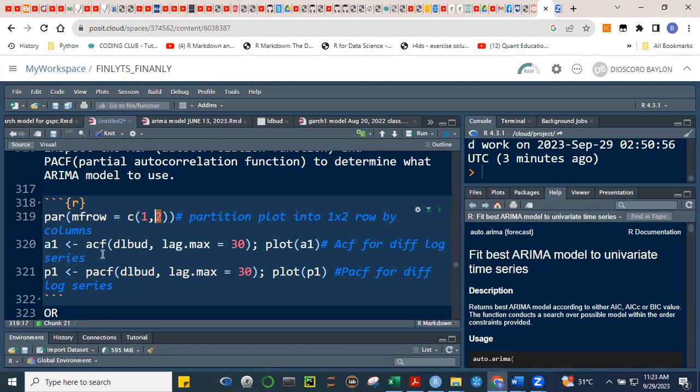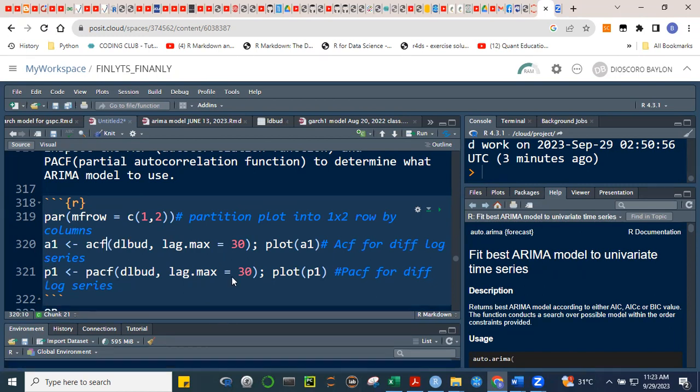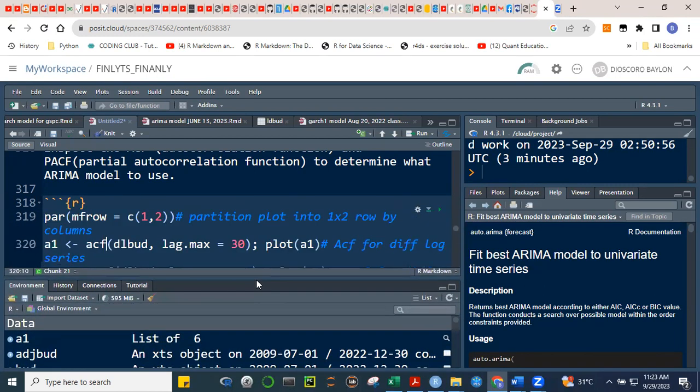Then let's create an object called A1, and we're using the function ACF. What's the function ACF? Autocorrelation function. ACF stands for autocorrelation function, and we would like to create an ACF. And what was the data that we were using last time? I hope it's still here. Yeah, DLBUD.